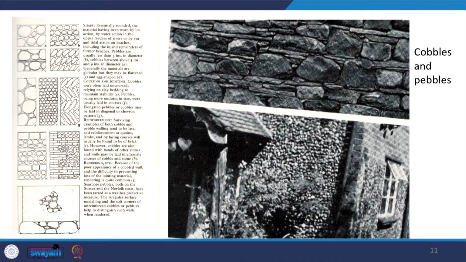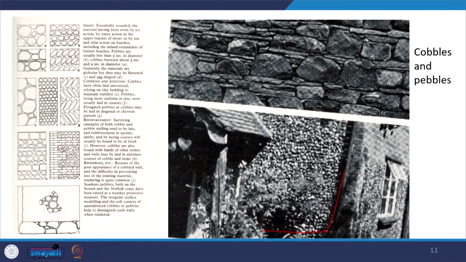Similarly, we talk about the cobbles and pebbles, which we have mostly found at 3 inches; the cobbles are about 3 to 9 inches in diameter, and they are mostly egg-shaped because they might have been found in river beds, and they may have been shaped later. But you can see this whole wall facade was completely built and decorated with the stones.